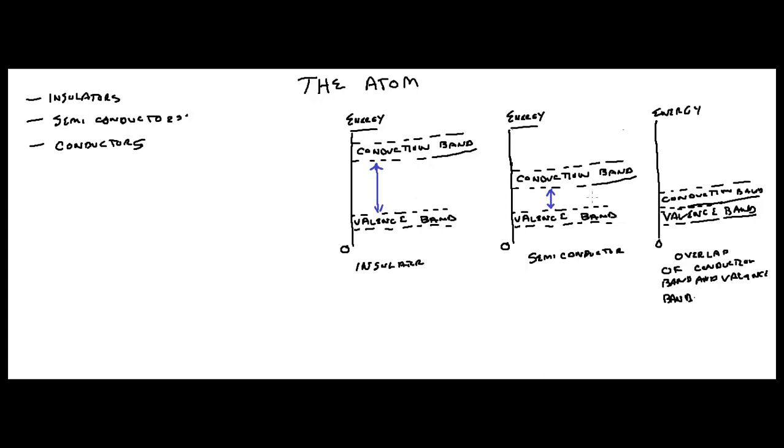And finally, what do we have over here on the right? There's only one left. This is going to be a conductor. If you notice, there's an overlap between the conduction band and the valence band. That's what I wrote down here in words. I tried to draw it so you could see it. This is important because this means electrons in the valence band can very easily jump to the conduction band to conduct electricity. All right?